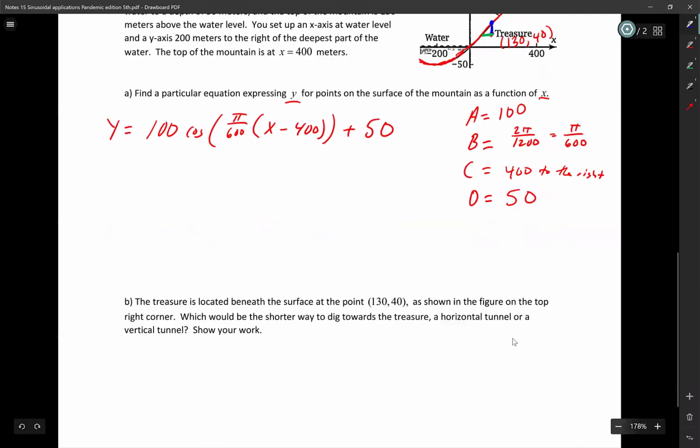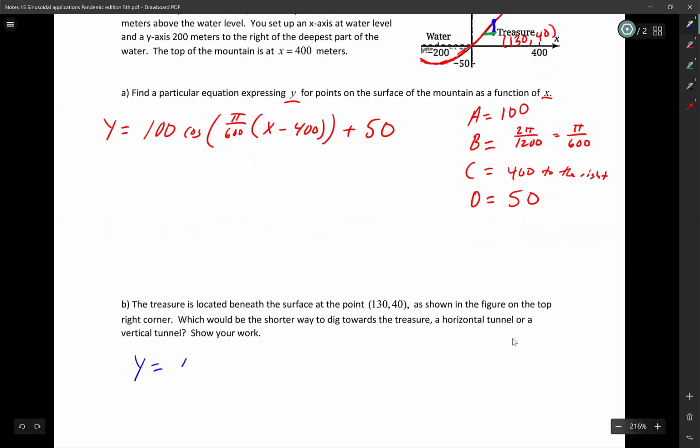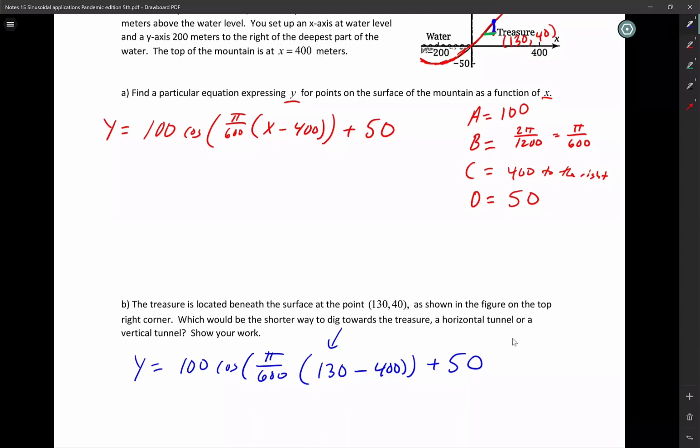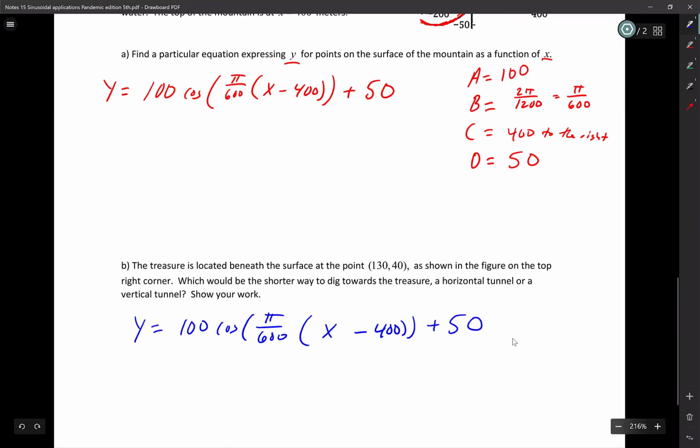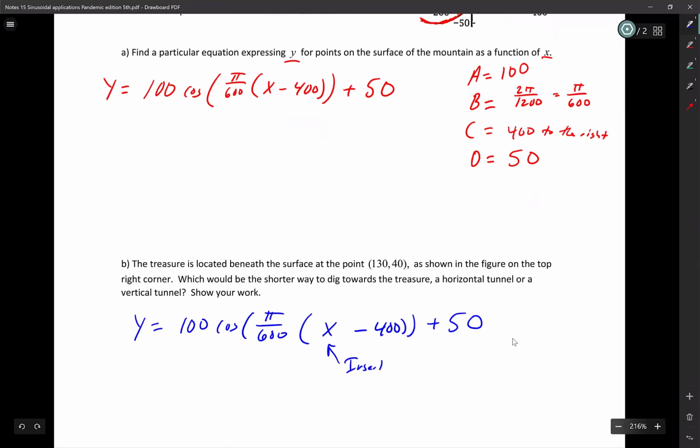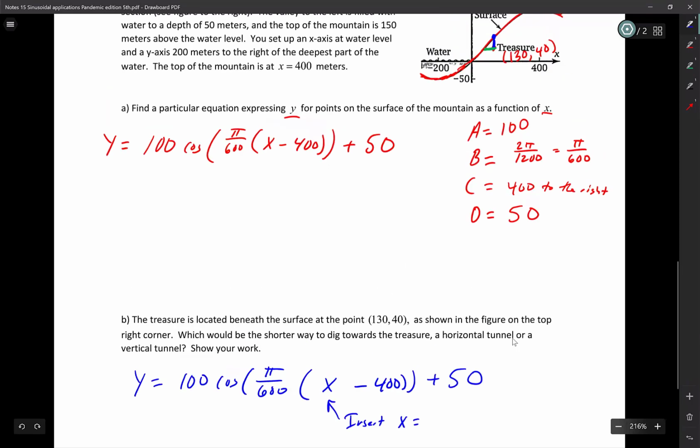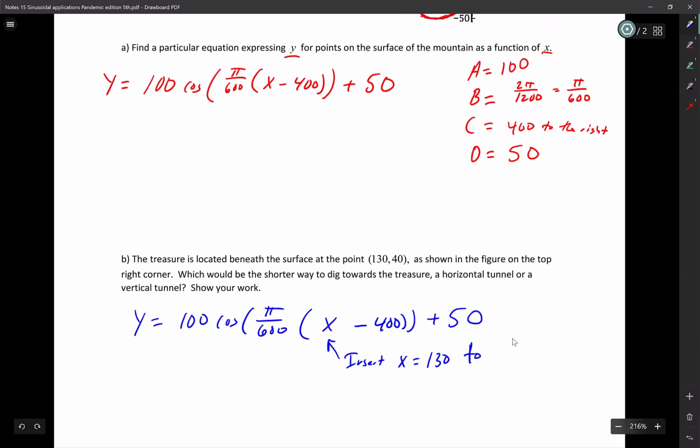So here we go. I take my equation. Y equals 100 cosine pi over 600. And what am I going to insert for X? The X value. 130 minus 400 plus 50. Don't worry. I know that we got a lot of visual people. So let me go ahead and erase the 130 and put X, and then I'm gonna write what we're doing. Insert X equals 130 to find Y value of mountain.